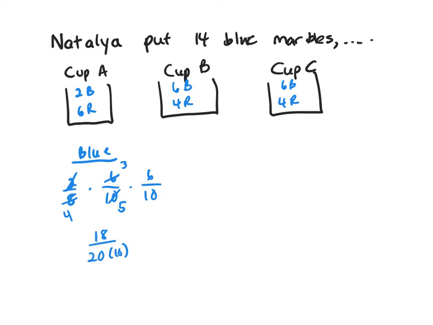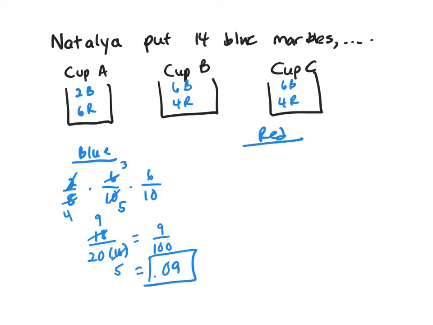And 2 will go into 18 9 times, and 2 will go into 10 5 times, so that's 9 over 100. And I look at my answers, they're not in fractional form, but that's equivalent to 0.09. So 0.09 for blue. Now let's do red.